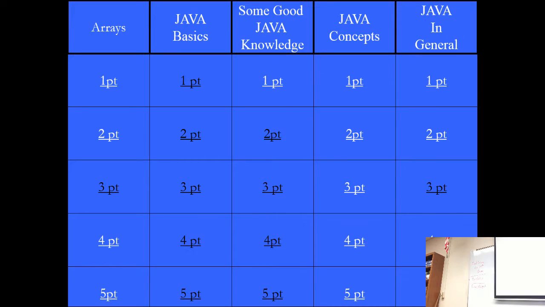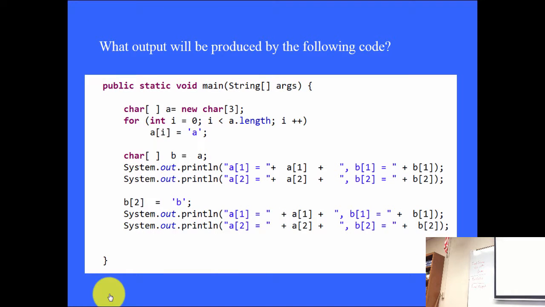All right. What output is going to be produced by the following code here? We've seen this problem before, right? I think. I know I have. Maybe I did take this one out of the lab, actually.